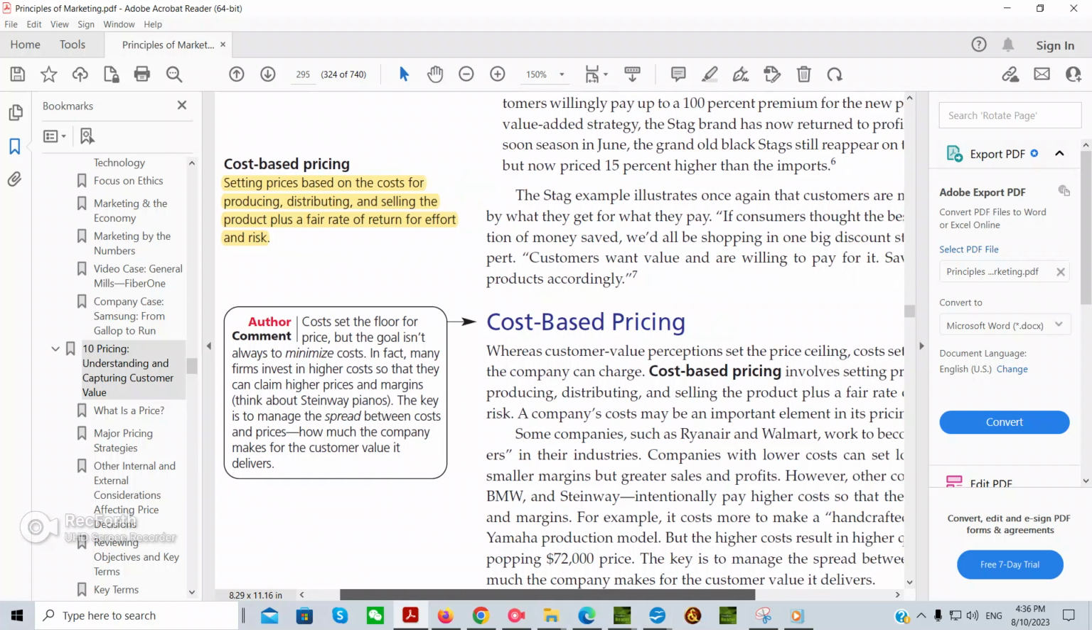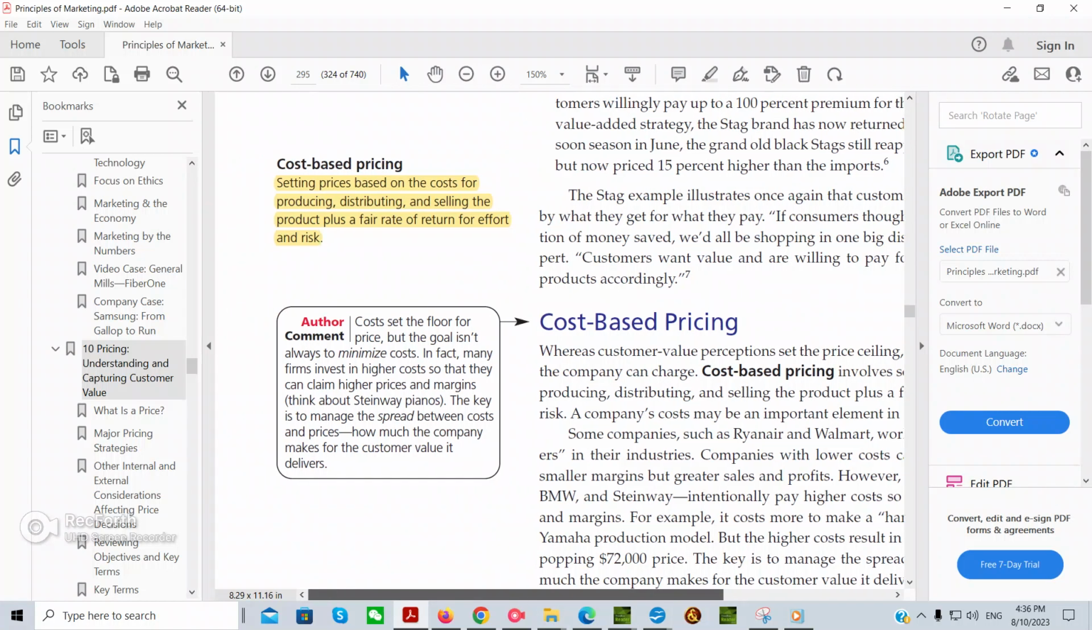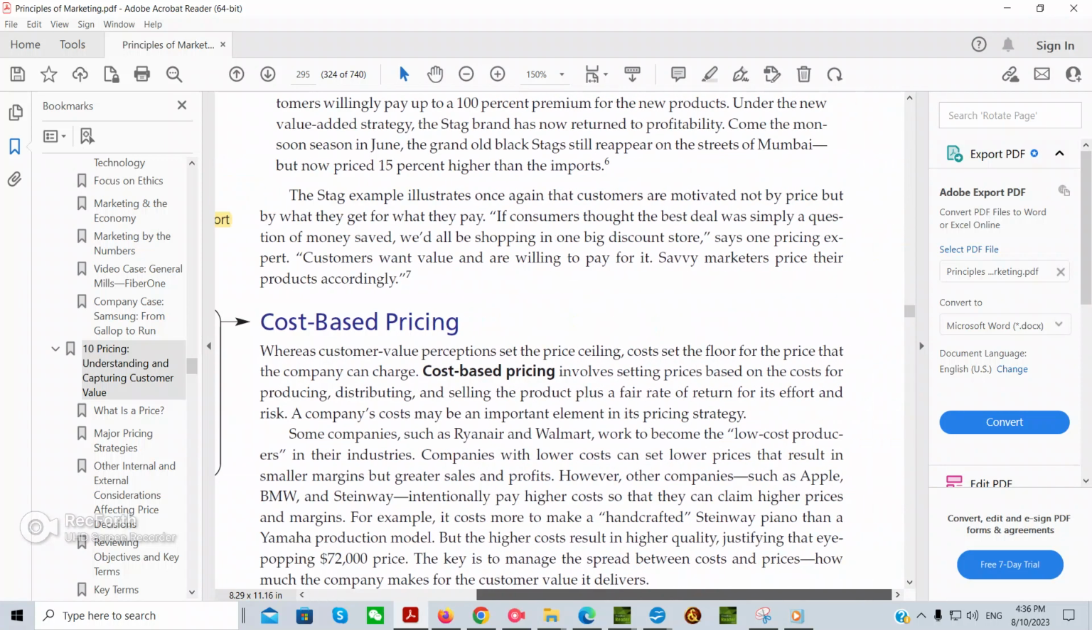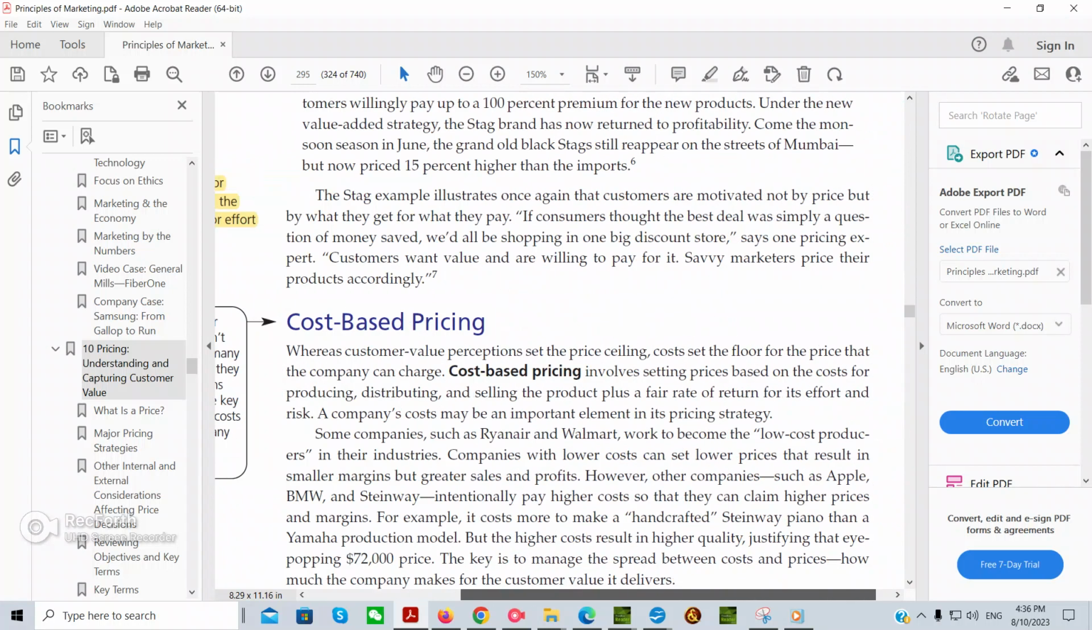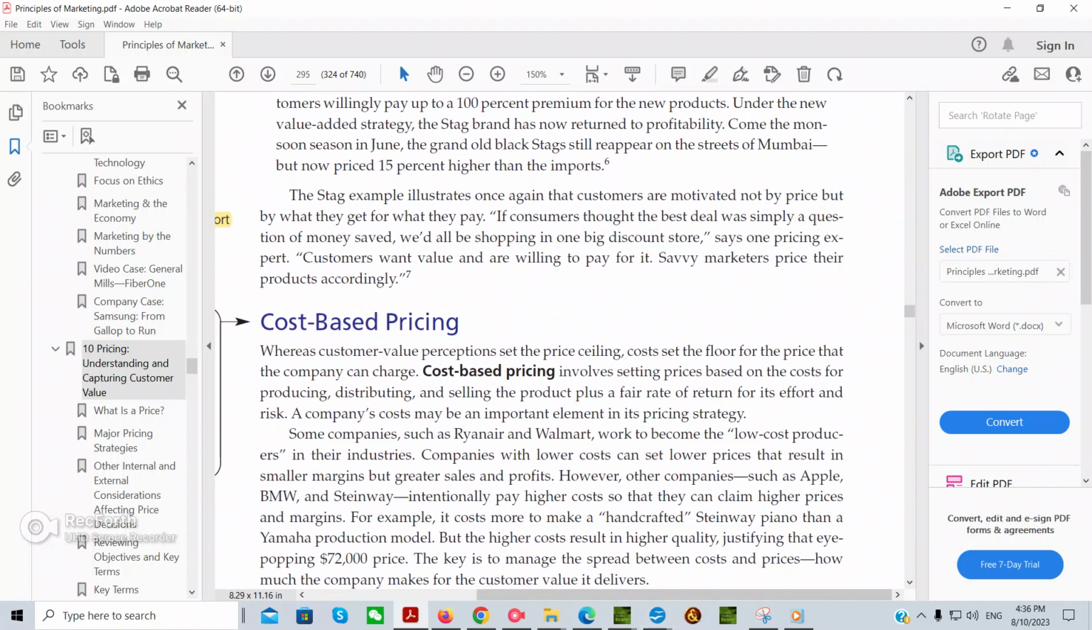Now, the cost base, you want to consider everything: producing, distributing, and selling the product. That's the cost base. And then finally, for the profit, you consider the rate of return. Pretty straightforward, right?